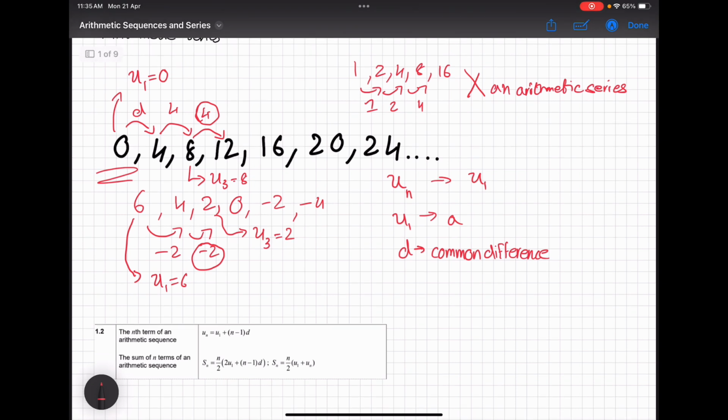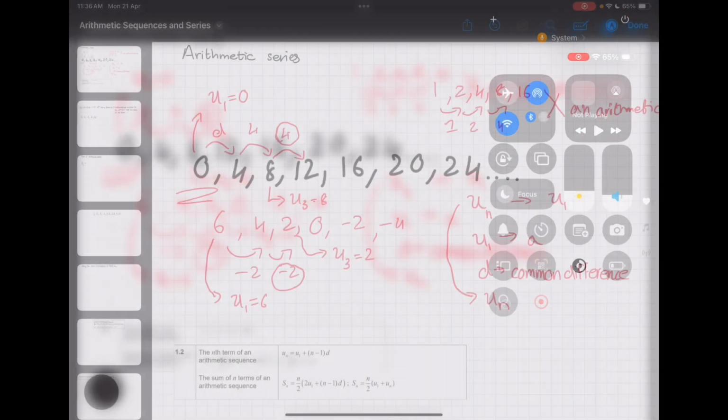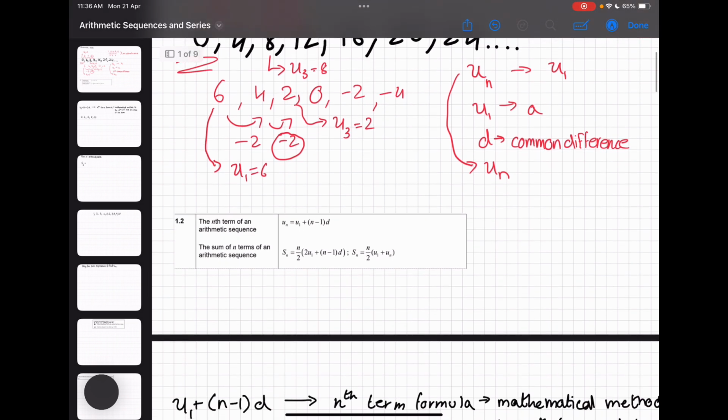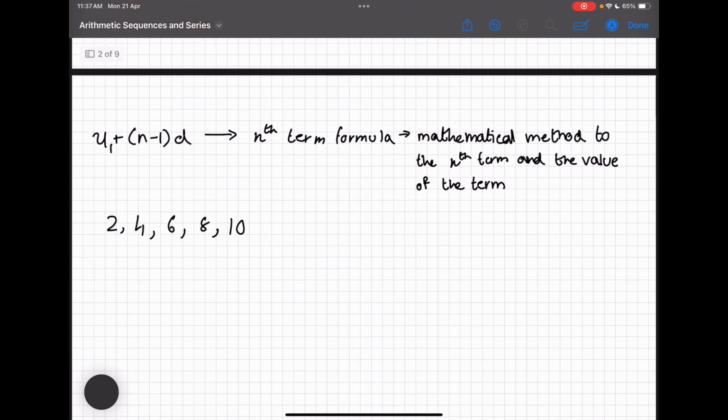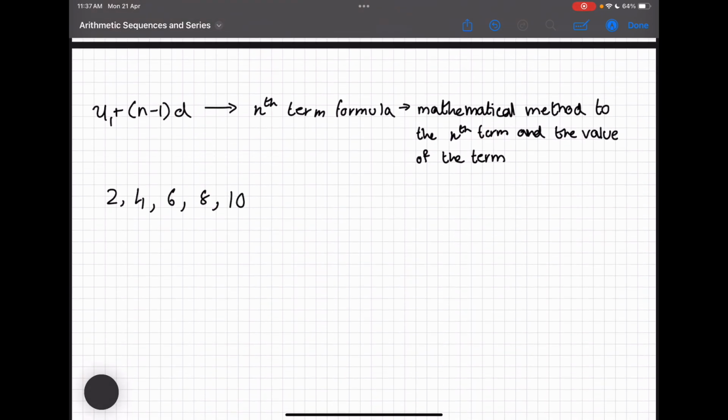So the un, which we talked about here, is referred to as the nth term. So as we were talking about the nth term, which I will explain now. Let's say in this series here, you wanted to find the 100th term of the series. Now it'll take a really long time if we went 2, 4, 6, 8, 10, then it would be 12, 14, 16, 18. So in order to help us to do this, we use the nth term formula.